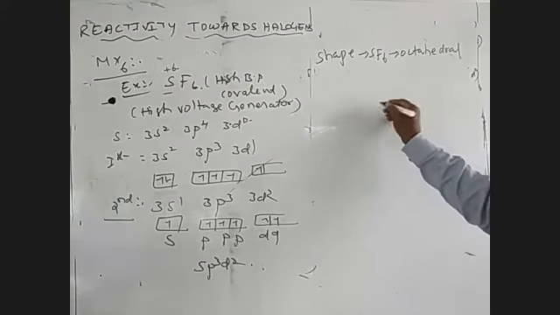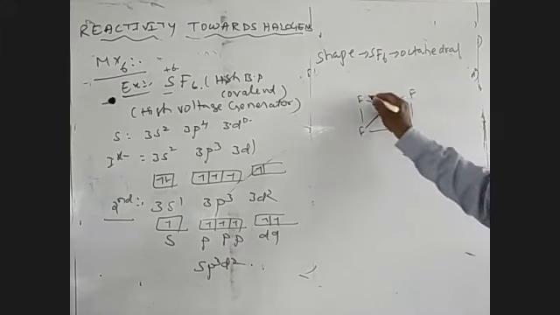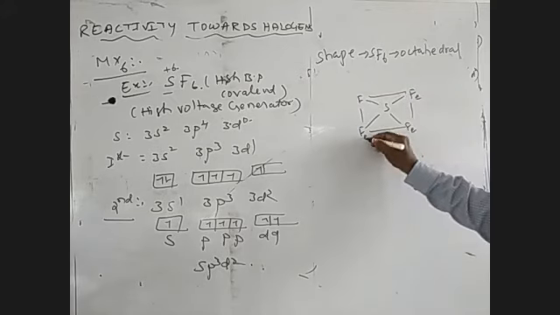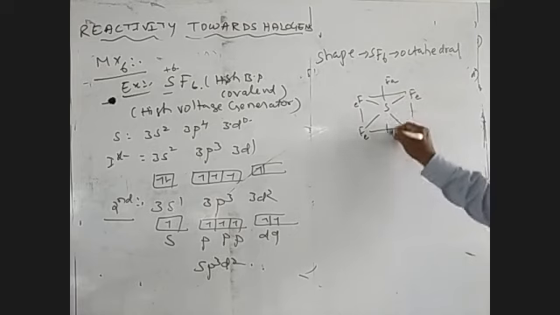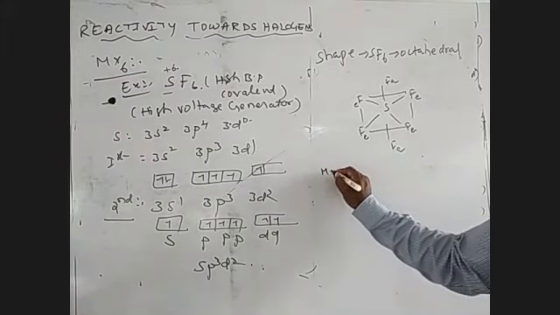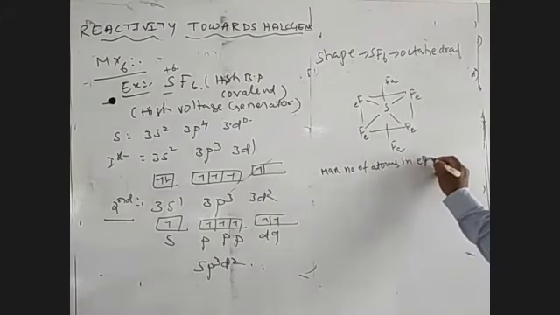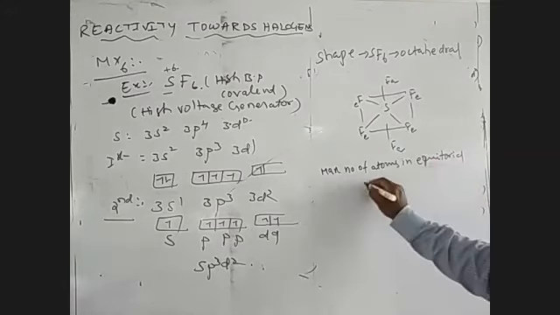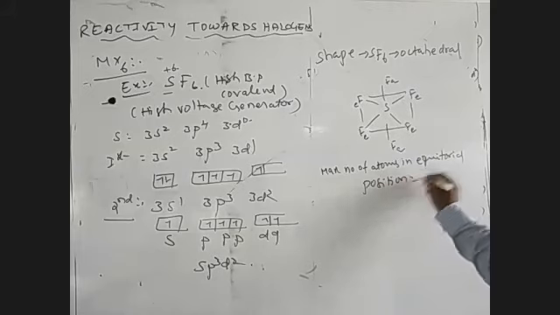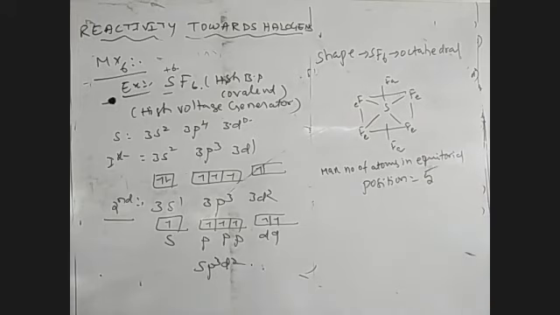In the octahedral structure, four fluorine atoms are present in the equatorial position, and the remaining fluorine atoms are present in the axial position. So in SF6, there is a maximum number of atoms in the equatorial position. Here, four fluorine and one sulfur are present in the equatorial plane. So the maximum number of atoms in the equatorial position is 5, no doubt.